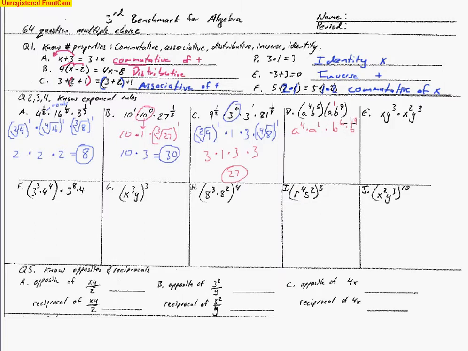And then I just count up how many a's I have. I have 5 a's all being multiplied. Here I have 15 b's all being multiplied. And that is our answer. We can't go any further than that because we can't combine the a's and the b's.